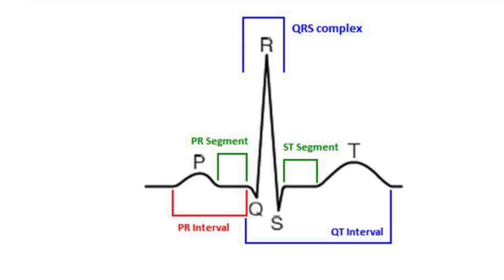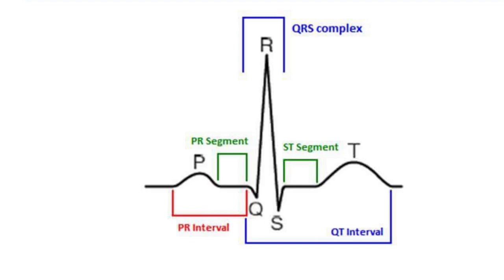So this slide shows us the normal cardiac cycle. We have here the waves, the segments and the intervals. The wave, as I said, is the deflection that results from depolarization or repolarization. So you can see the P wave, which represents the atrial depolarization, the QRS complex, which represents the ventricular depolarization, and the T wave, which represents the ventricular relaxation.